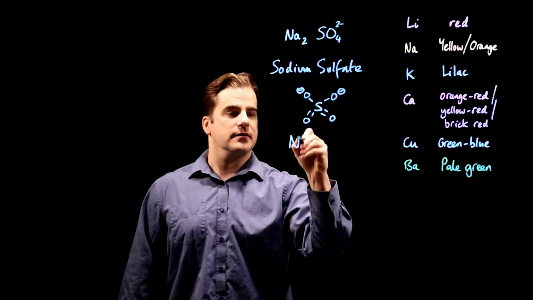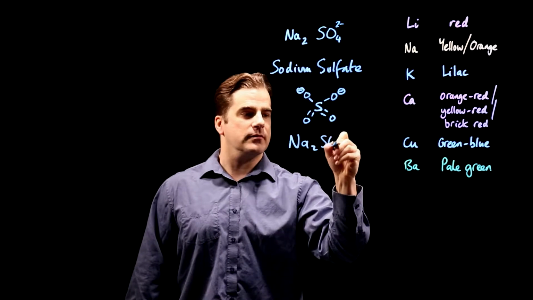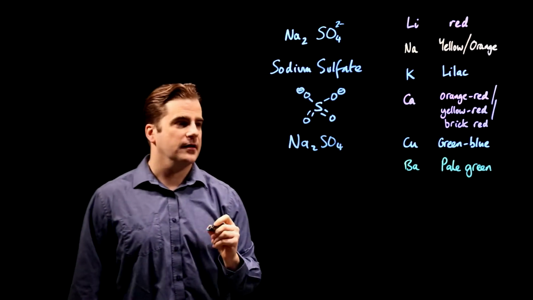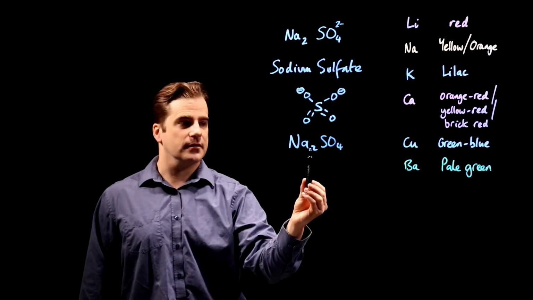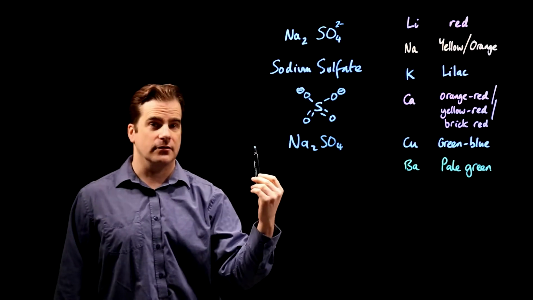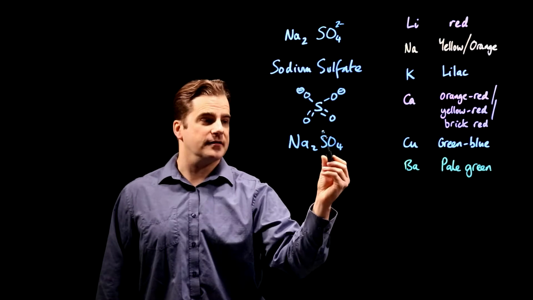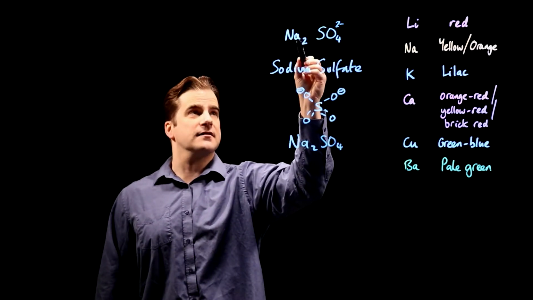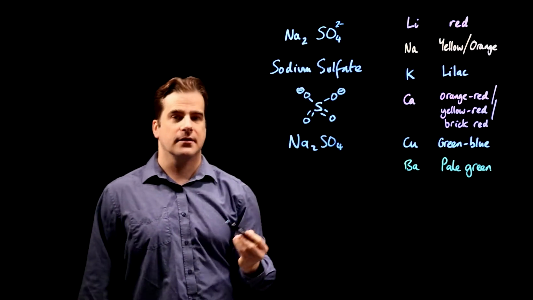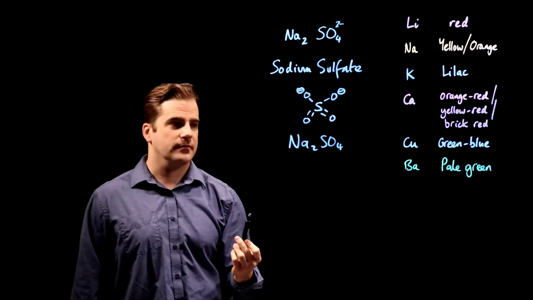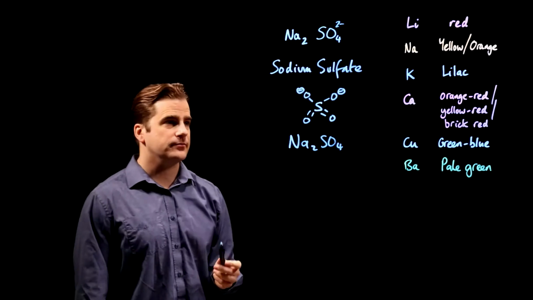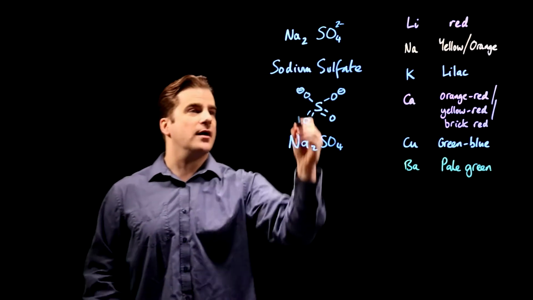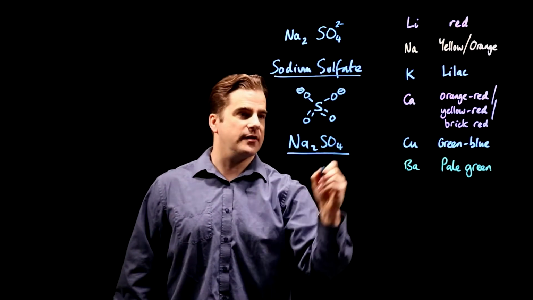So it's Na2SO4, okay? You have to be able to work out that there's 2 sodiums. And to do that, you need to know that the sulfate is 2 minus and the sodium, okay, is 1 plus. So therefore we need 2 of them to balance the charge. Okay, so that's it, 2 marks. Sodium sulfate and Na2SO4.